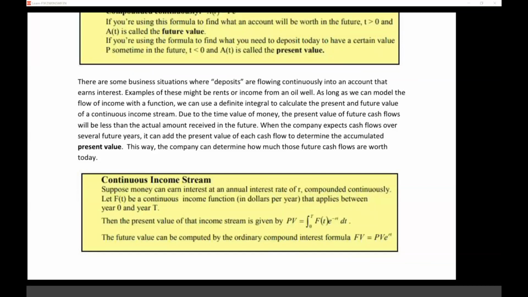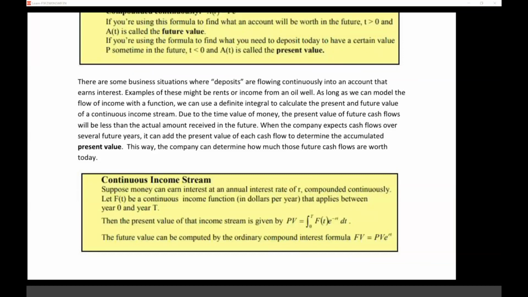Think about it this way. Say you own a mine or a well, you might want to insure it against some sort of a disaster like an earthquake or something like that. You need to know what it's worth in order to be able to insure it. So you need to be able to value that income stream that's coming from your investment.